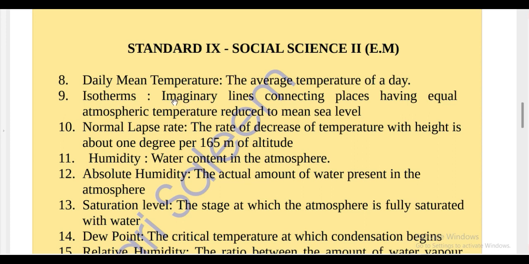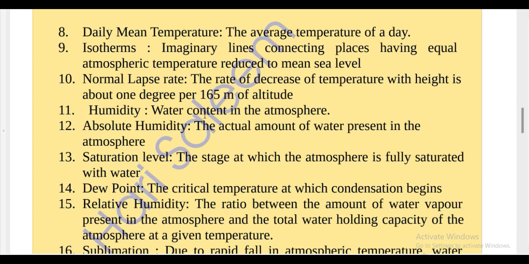Isotherms, imaginary lines connecting places having equal atmospheric temperature reduced to mean sea level. Next, normal lapse rate, the rate of decrease of temperature with height is about 1 degree per 165 meters of altitude. Humidity, water content in the atmosphere.